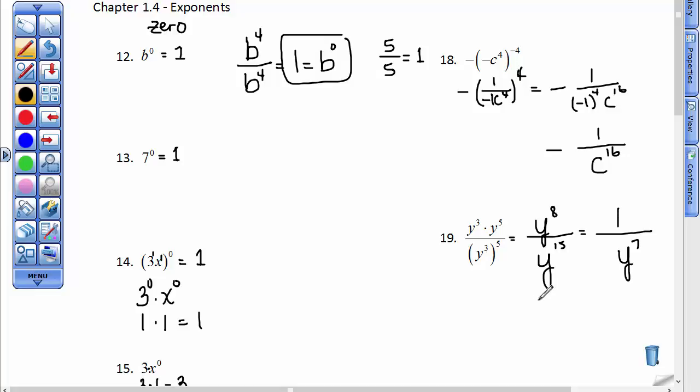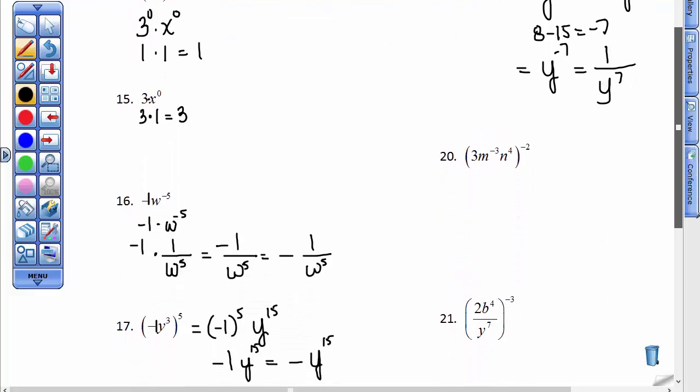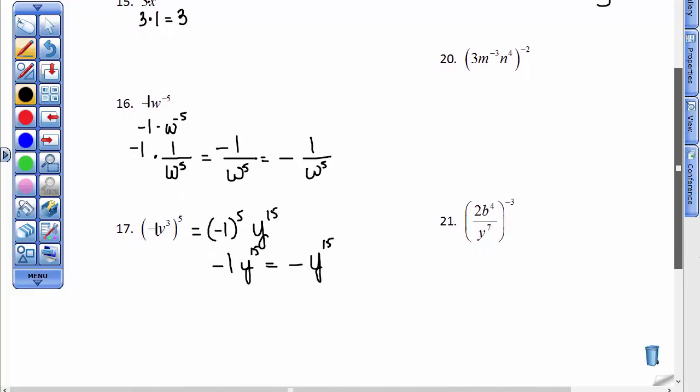The other way to do it, though, is to take 8 and subtract 15, and you'll get a negative 7. But then your answer would have been y to the negative 7, and you have to rewrite that with a positive exponent as 1 over y to the positive 7. So it's faster to just go ahead and look at that when they're both positive and say, oh, I'm going to have more y's downstairs, and it's going to be the difference. It gets a little bit more challenging when I have all these negative exponents. Let's do these last two.